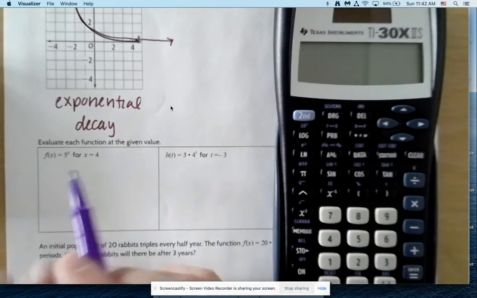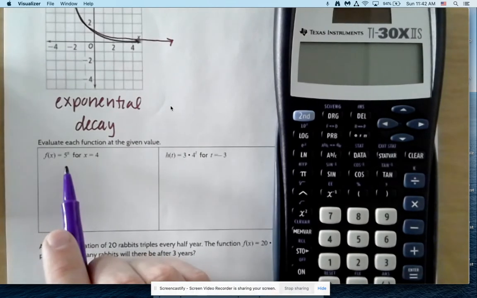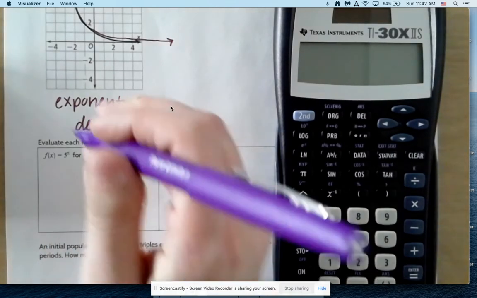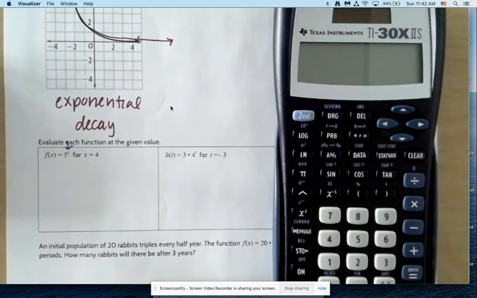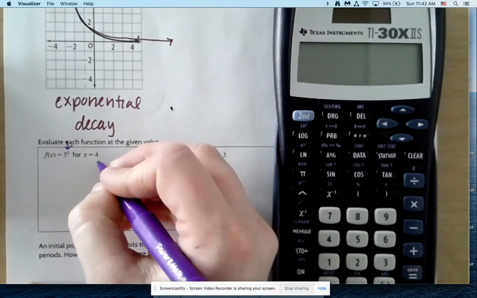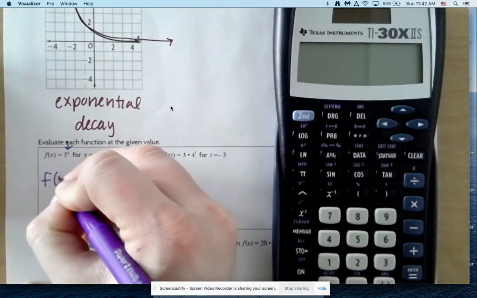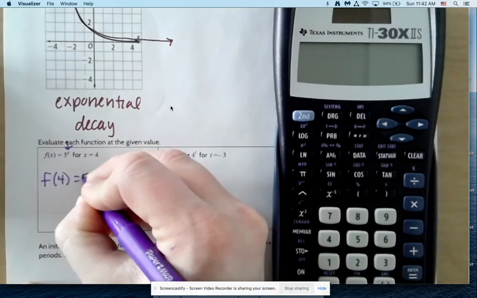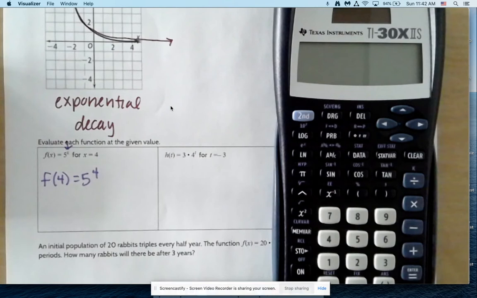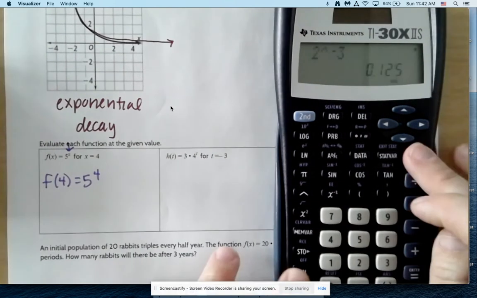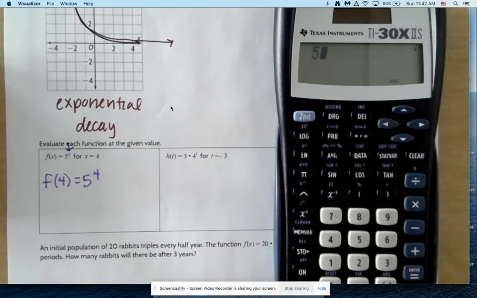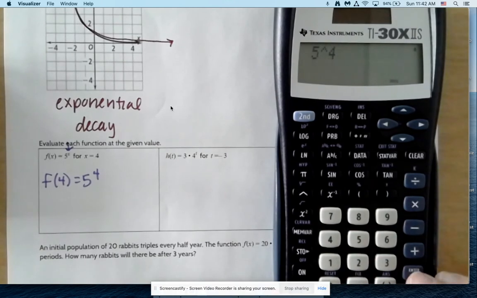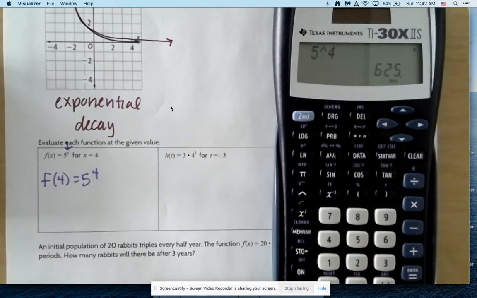It says f of x equals 5 to the power of x. Do you notice how, again, our variable is in the exponent? That's a sign that it's exponential. So we're just going to plug in 4. So f of 4 equals 5 to the power of 4. Now it's just in your calculator, folks. 5, up arrow, 4, equals 625.